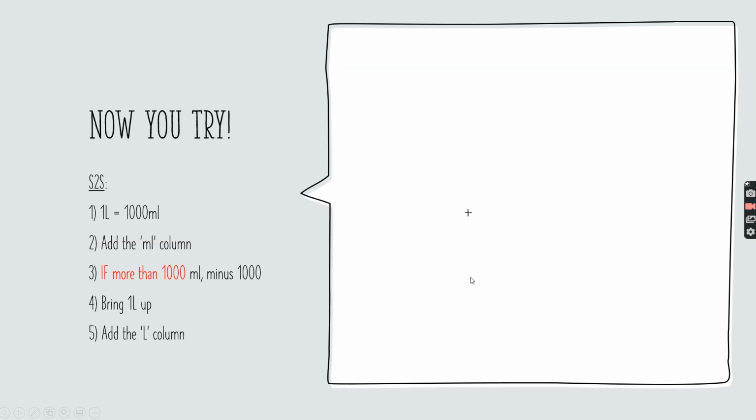Now you try. I put the S2S over here for you to keep on referring to. 2 liters 240 milliliter plus 3 liters 840 milliliters. So first thing first, rewrite it in column method and then you may start.